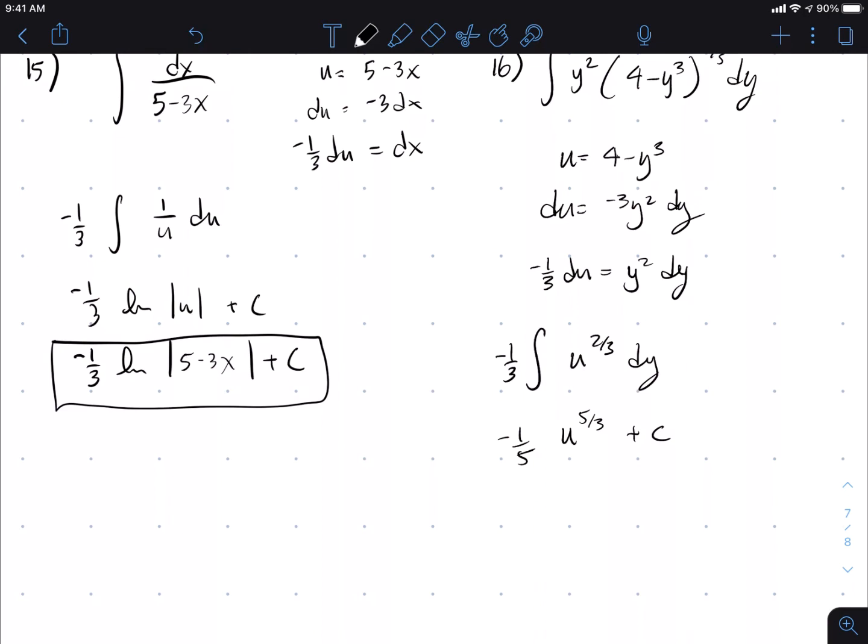Oh, because the 3's cancel? Correct. And so I'm going to get a negative 1/5 times 4 minus y cubed to the 5/3 plus some constant c. Merry Christmas.